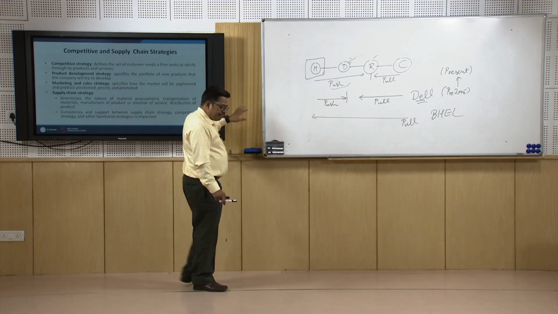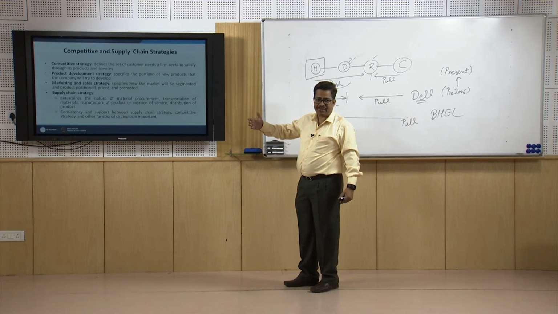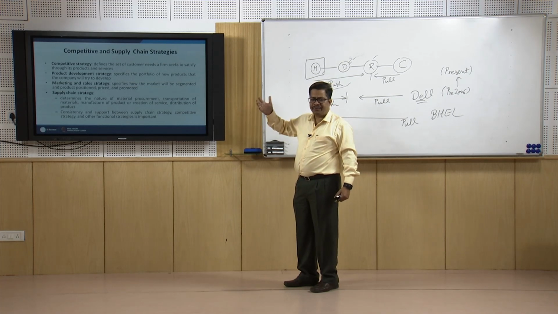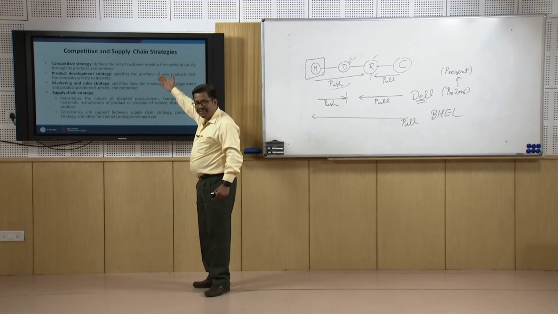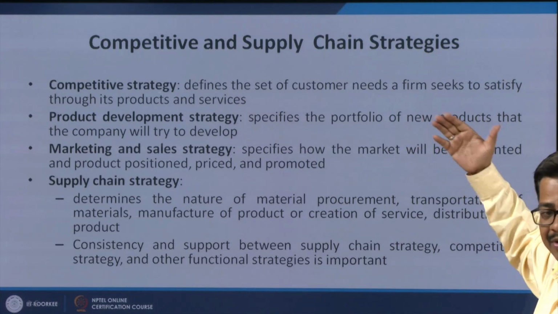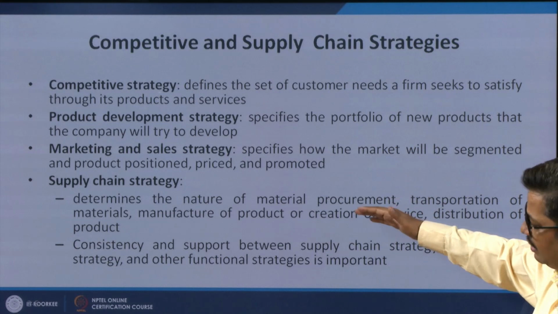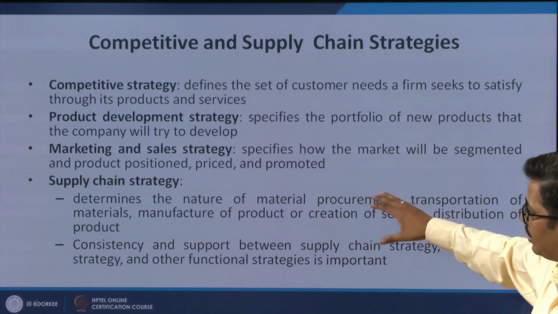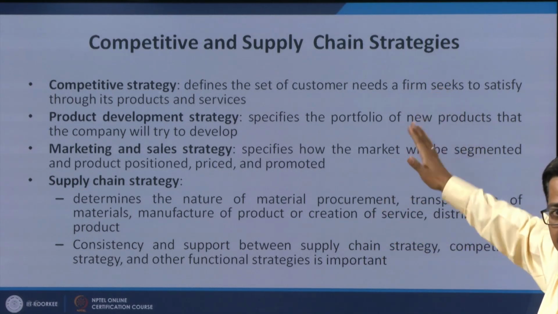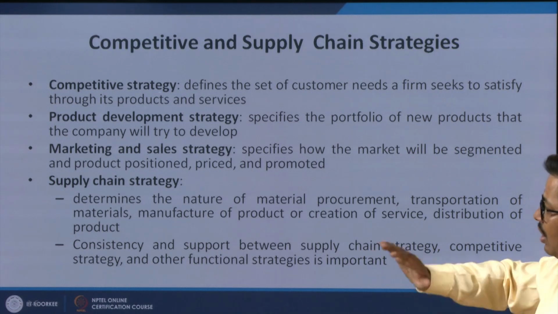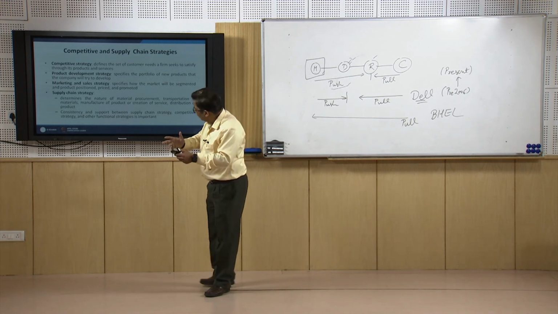So, now the issue is how my supply chain supports this competitive strategy, and only then does the success of the organization come. So, here we see that there are different types of functional strategies. You have a product development strategy, you have a marketing and sales strategy, these are the functional strategies, and then there is a supply chain strategy. Supply chain strategy should support my competitive strategy, it should be in sync with my competitive strategy so that I can achieve what I want to.